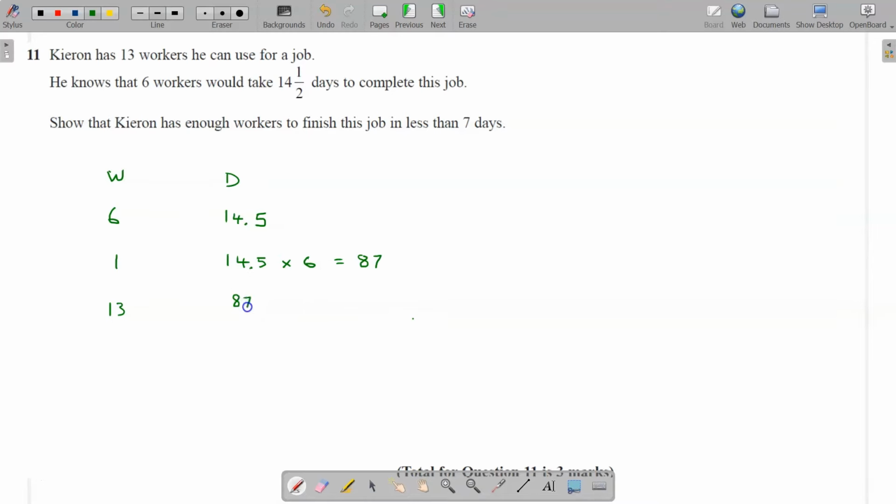Okay, 87 over 13, put that on the calculator, and that gives us 6.692. Okay, 6.69, etc. Now, that's less than 7, therefore he has enough workers because there are 7 days that he's allowed. So it's less than 7, so therefore enough workers. Therefore enough workers, and that's it.